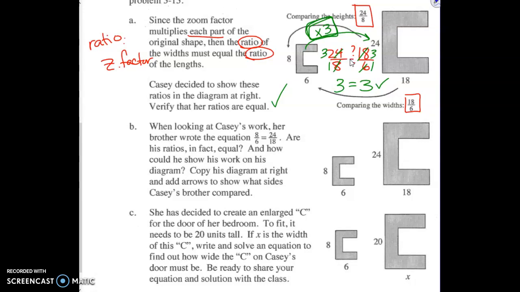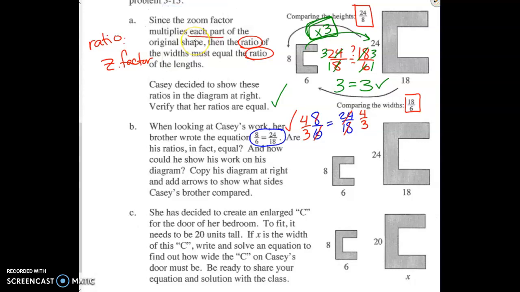But when looking at Casey's work, her brother wrote a different equation. 8 over 6 equals 24 over 18. Are his ratios in fact equal? Let's answer that question first. Are those ratios equal? Well, again, we want to reduce. So if I divide both of these by 2, I get 4/3. And if I divide both of these by 6, I also get 4/3. So they are equal.